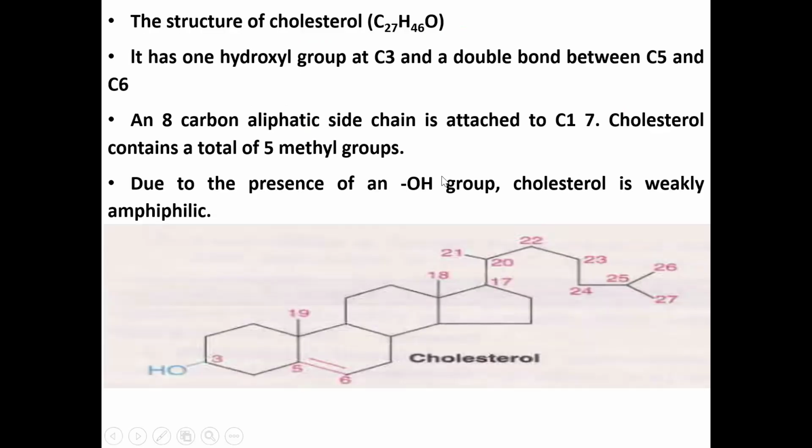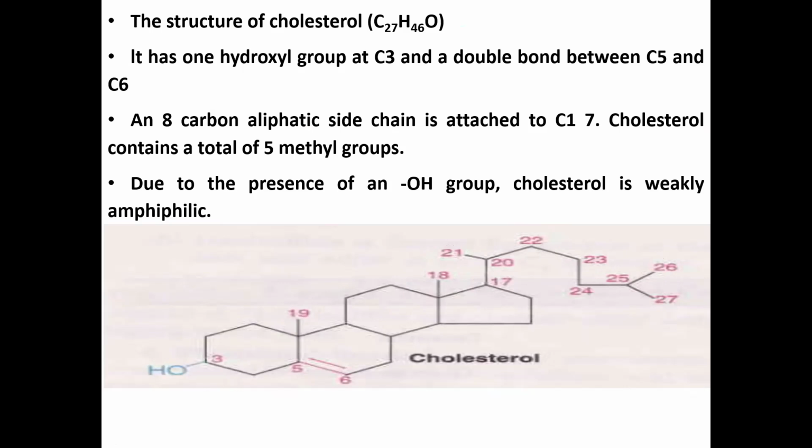So this is the structure of cholesterol, and structurally cholesterol is C27H46O. It has one hydroxyl group at carbon 3 and a double bond between carbon 5 and 6. And it has an 8-carbon aliphatic side chain attached to carbon 17. Cholesterol contains a total of 5 methyl groups: 1, 2, carbon 26 and 27, and we have another one here at carbon 21, 3, carbon 18, 4, and carbon 19 here. All are methyl groups. That makes up 5 methyl groups found in cholesterol.